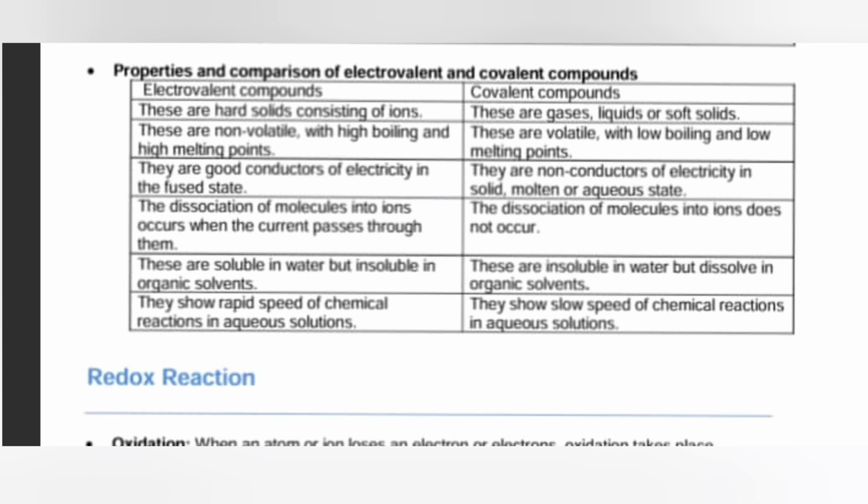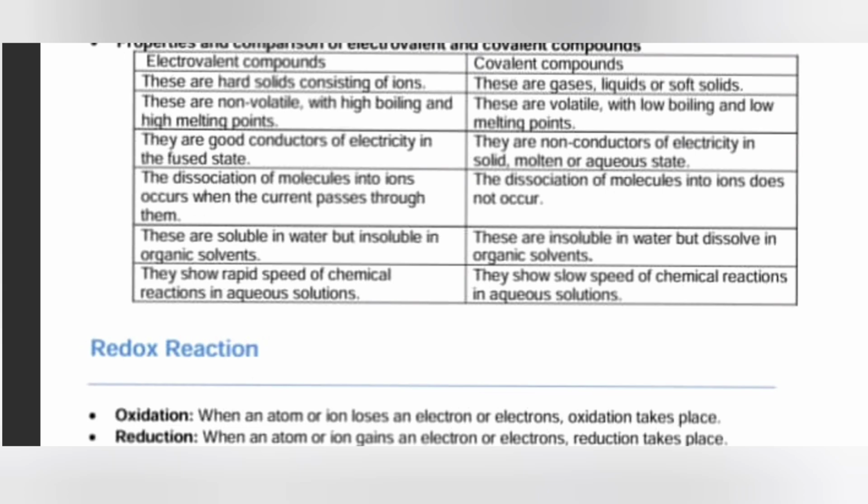Electrovalent compounds are soluble in water but insoluble in organic solvents. Covalent compounds are insoluble in water but dissolve in organic solvents. Electrovalent compounds show rapid speed of chemical reaction in aqueous solution. Covalent compounds show slow speed of chemical reaction in aqueous solution.